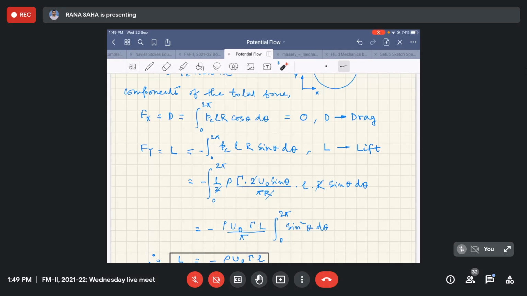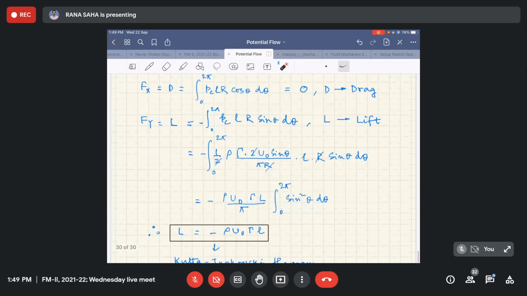Now, the moment you add a free vortex in this combination, immediately we get a very interesting result. That is, we do not have a drag force, that is D equals to 0. So it remains the same as for the previous one, but we have a lift force, or L, that is a force in the y direction, or a force normal to the direction of the flow, isn't it?